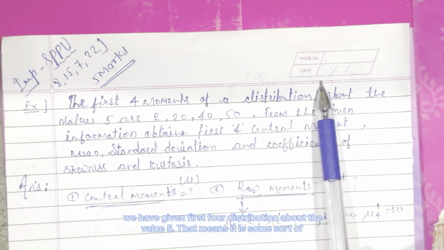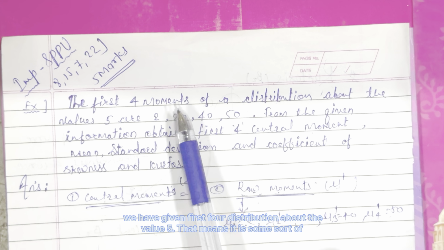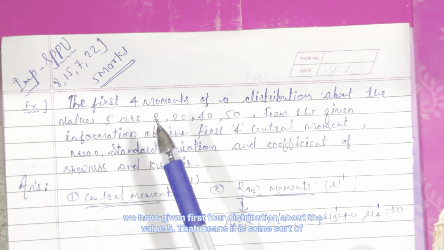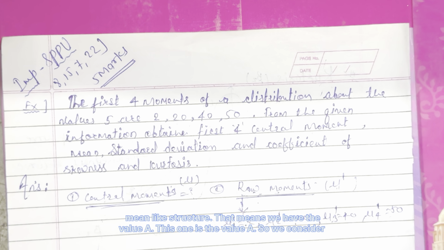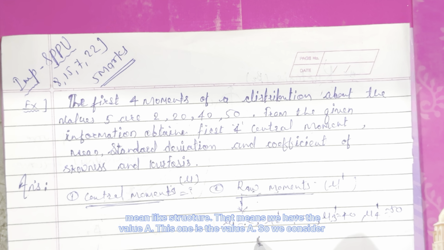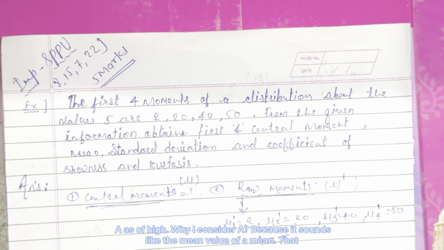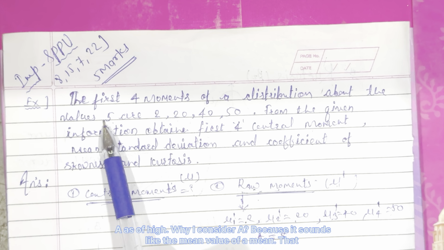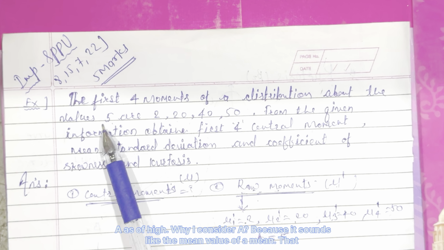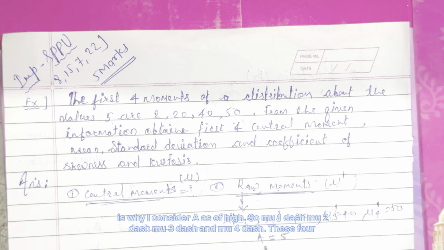Okay, so we have been given the first four distributions about the value 5. That means it's some sort of mean-like structure. We have the value A, so we consider A as 5. Why do I consider A? Because it sounds like the mean of a value. That's why I consider A as 5.